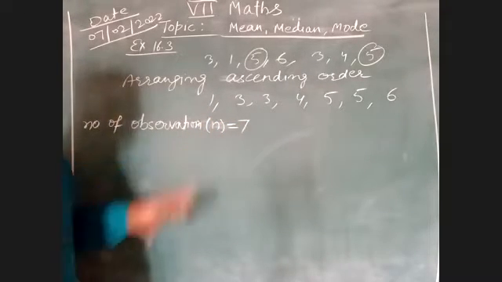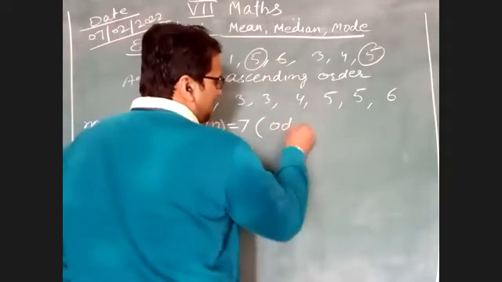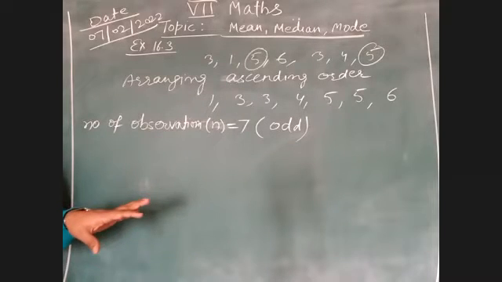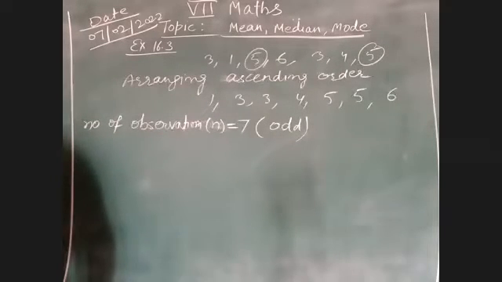So the number of observations is 7, and 7 is which kind of number? This is an odd number. So first of all I will give you a formula to calculate the median of any data, where n is the number of observations.